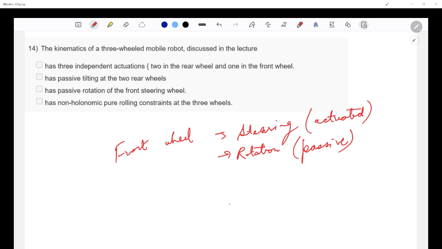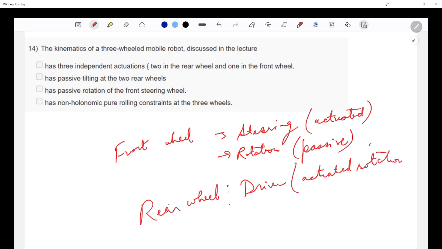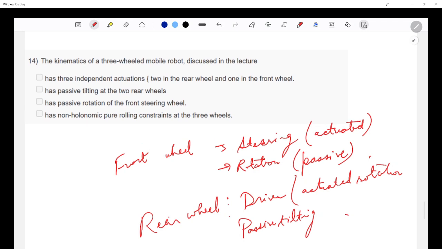Right. So in the rear wheels, what do we have? They are driven, actuated rotation, and then there is passive tilting in the advanced model. So the first option is it has three independent actuations, two in the rear wheel and one in the front wheel. This is true because the rear left wheel has one actuator, the rear right wheel has one actuator, and the front steering has one actuator. So in total we have three actuators.